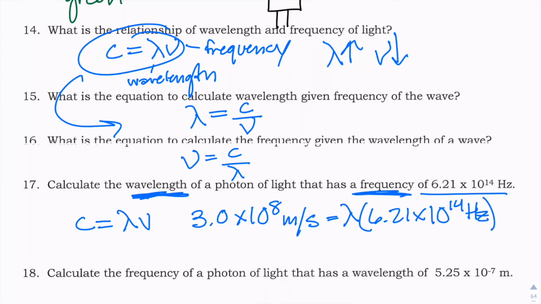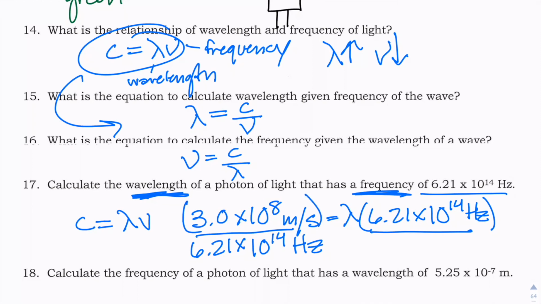Okay, this is where a scientific or graphing calculator comes in really handy. Neither of which I have around me right now, so that's a little bit of a challenge. But you're going to divide both sides by 6.21 times 10 to the 14th hertz. So when you put this in your calculator, you either need to put parentheses around each of these numbers in order to get this to turn out correctly, or you need to put it in your calculator with the E button that I told you about.